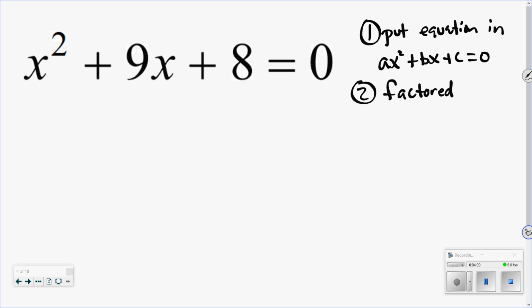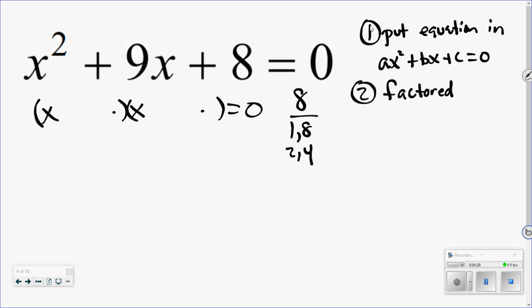So let's do that. We know how to factor, right? This is a quadratic trinomial, so we do our two sets of parentheses. That times that has to give me x squared, so it's got to be an x and an x. That times that has to give me a positive 8. So it could be 1 and 8, 2 and 4. I want the combination that adds up to be 9. That's the 1 and the 8. So I'm going to go plus 1, plus 8.